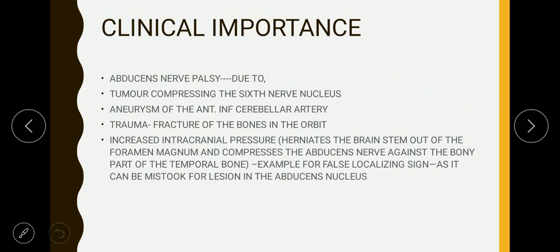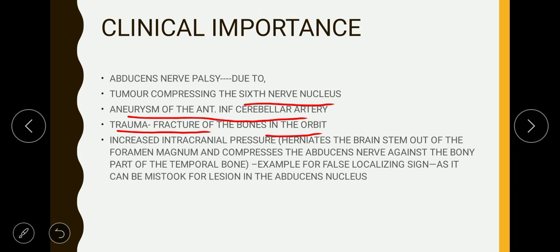Clinical importance. Abducens nerve palsy may be due to the following reasons. There might be a tumor compressing the sixth nerve nucleus or the abducens nucleus, or there may also be an aneurysm of the anterior inferior cerebellar artery, or trauma. Due to trauma, there may also be a fracture to the bones of the orbit. Hence, abducens nerve palsy is caused due to the following reasons.